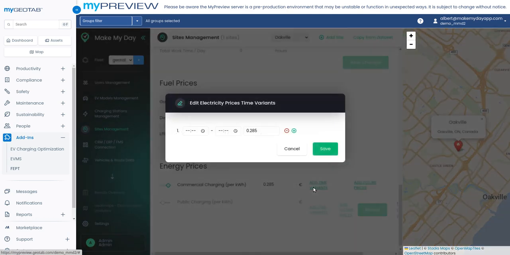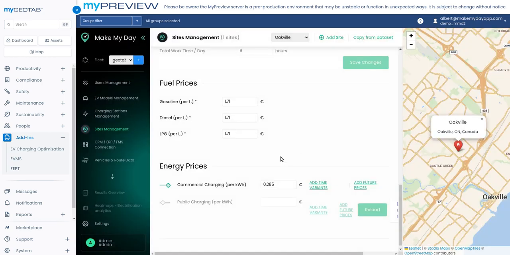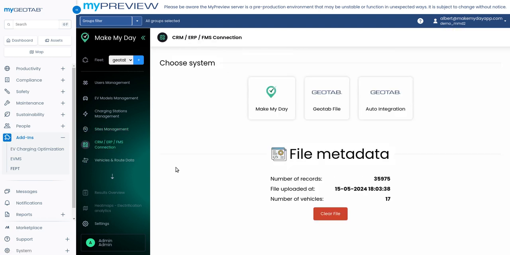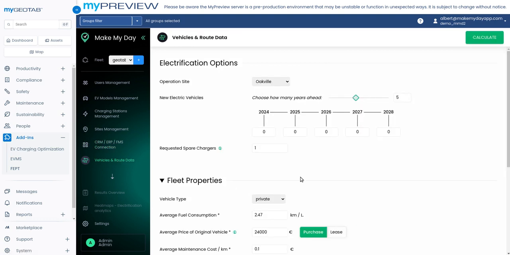We can even add different timing for pricing. For example, during the midday the price is going to be higher, and at night the price is going to be lower. And again, there is many other data that we can enter. The last part is reading the data from the Geotab platform. We can read the historical behavior of the fleet, and then we can set how many vehicles we would like to replace.